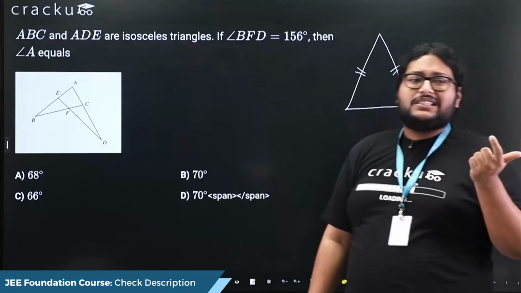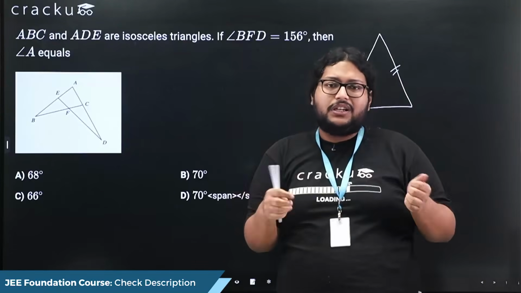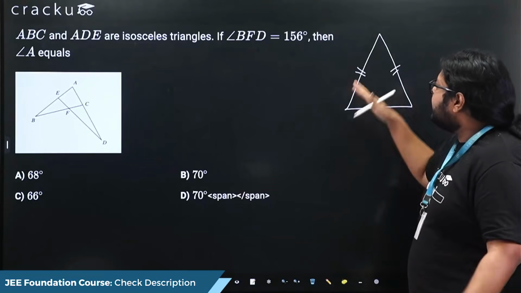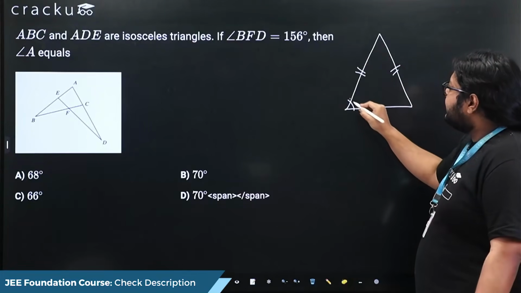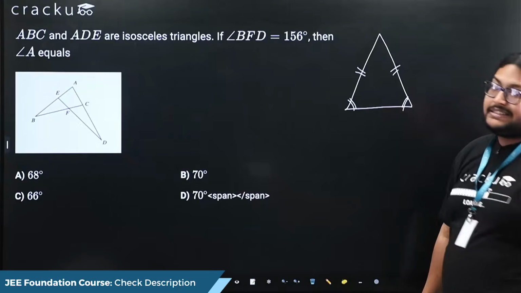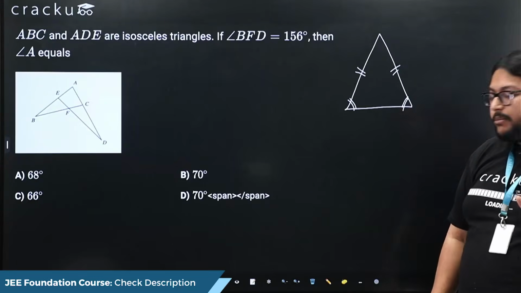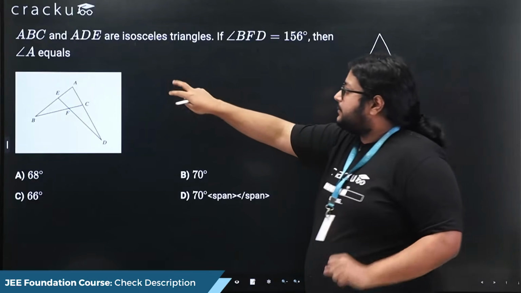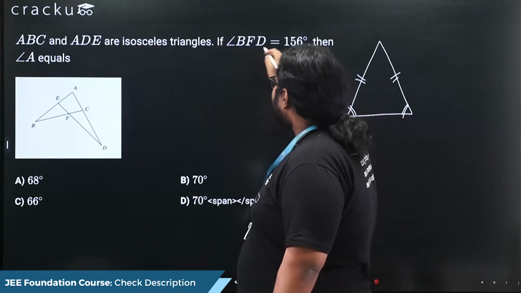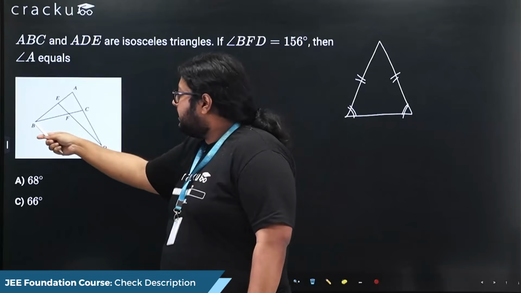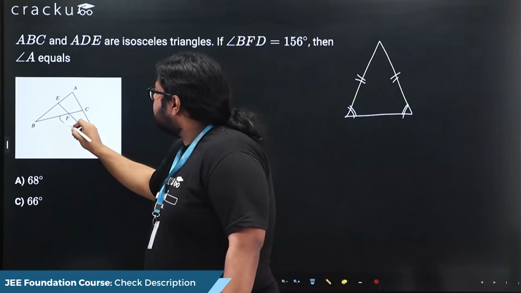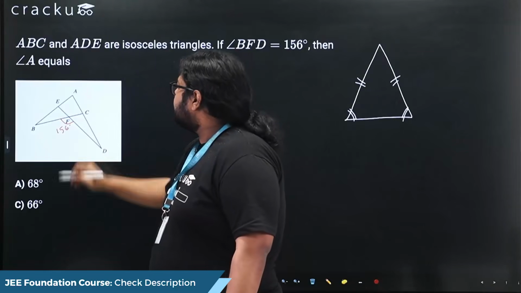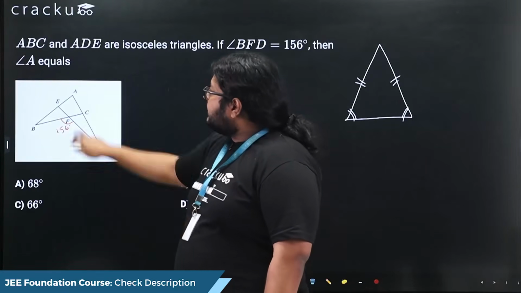Another property of isosceles triangles is that the angles made with the equal sides are also equal. So what I mean is, if this side is equal to this side, then this angle is also going to be equal to this angle. That is something we need to remember whenever we are solving isosceles triangle questions. Now BFD is given to be 156. So this angle is essentially 156 degrees.